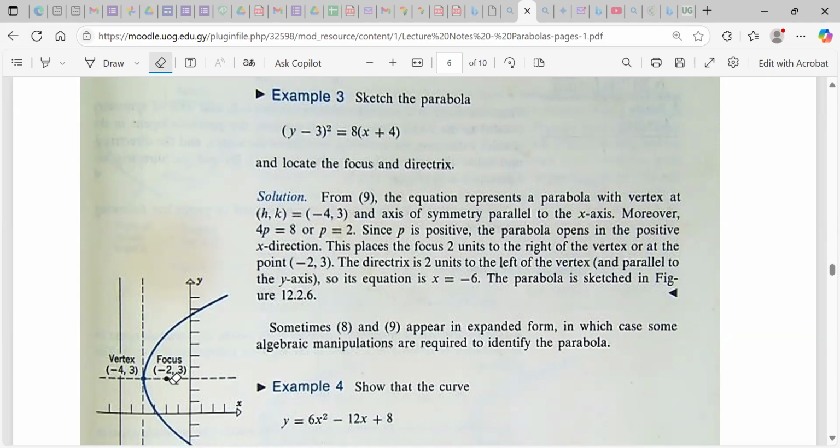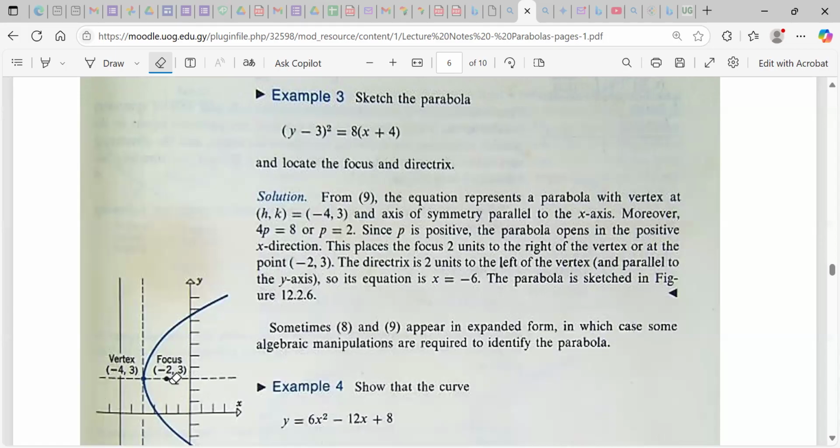And then your directrix is going to be 2 units to the left, right? On the same line, y equals 3. So your directrix is going to be the line x equals -6, right? Something like that, and you're able to get a general sketch.